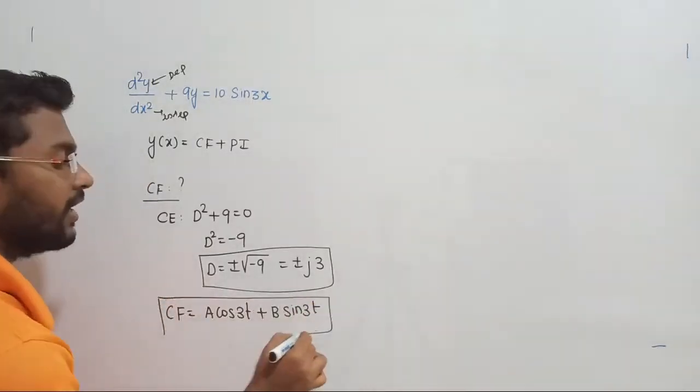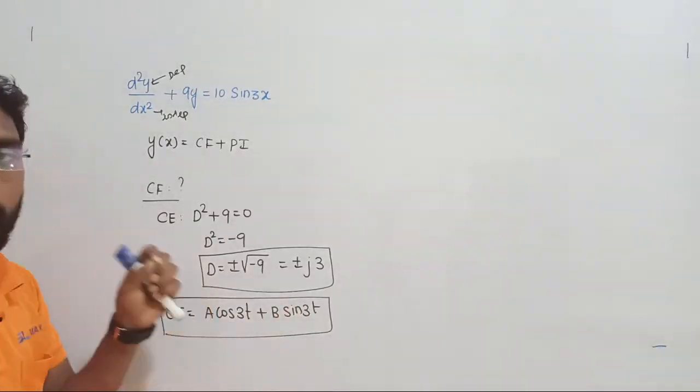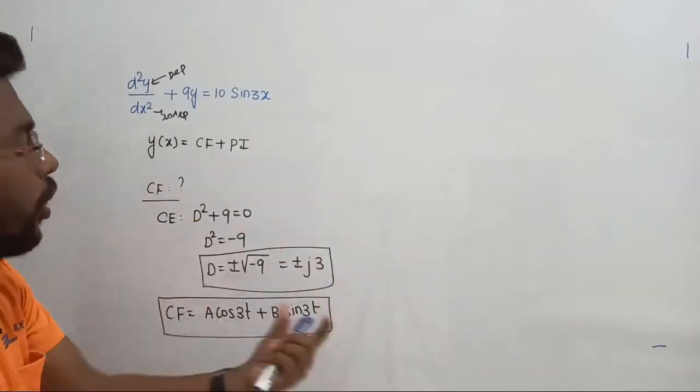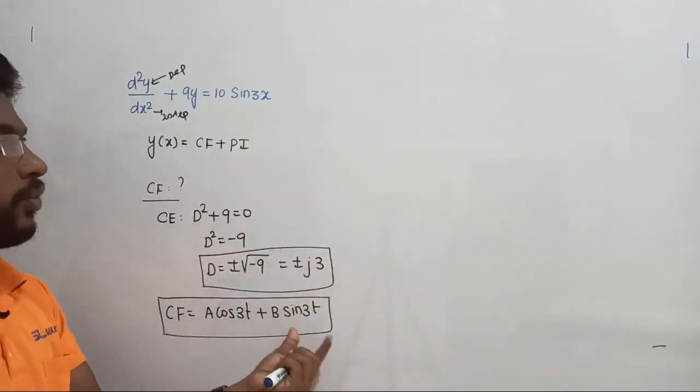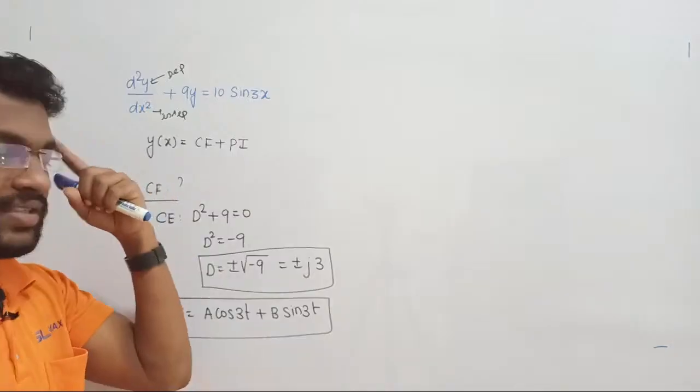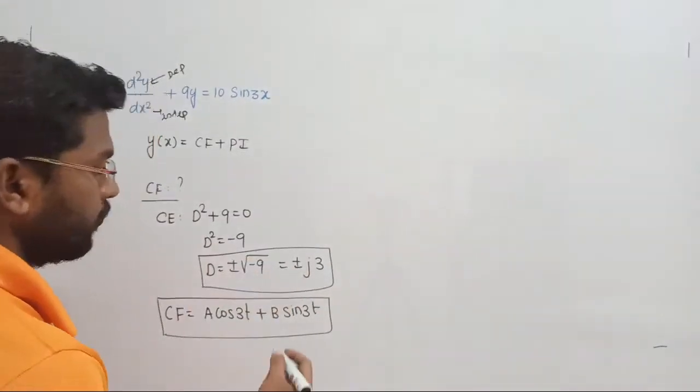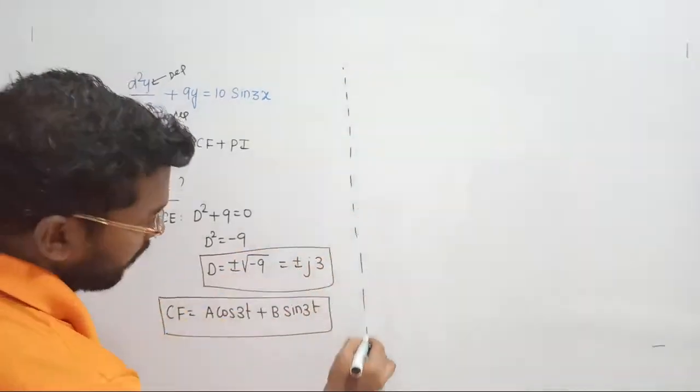Complementary function. Clear? A into cos beta t plus B into sine beta t. That is for one pair. If you have 2 pairs, then you can go with A cos beta t plus B sin beta t, and we can consider one more set. I unconsciously wrote that one, that's my mistake. Please forgive me and correct it by yourself. Okay, let's proceed further.